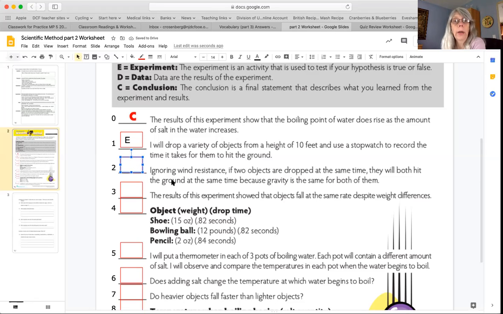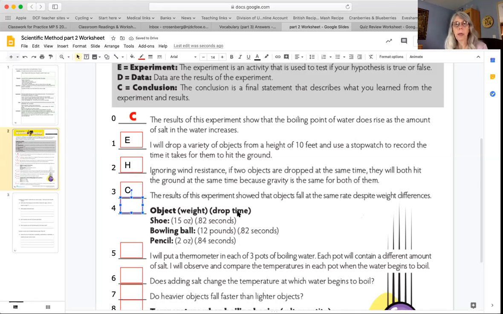Right. Ignoring wind resistance, if two objects are dropped at the same time, then they will both hit the ground at the same time because gravity is the same for both of them. All right, here's our reason. There's kind of like our research hidden in our hypothesis here: if I do this, then this will happen. Okay. The results of this experiment showed that objects fall at the same rate despite weight differences. That's a conclusion.